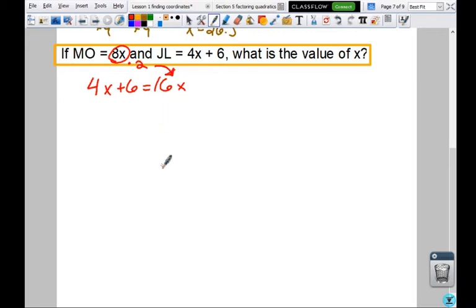Okay, and then we just have to go through and solve it. Does it matter what side the 16x is on? You get the same answer. Yeah, you're fine. We gotta keep solving it.